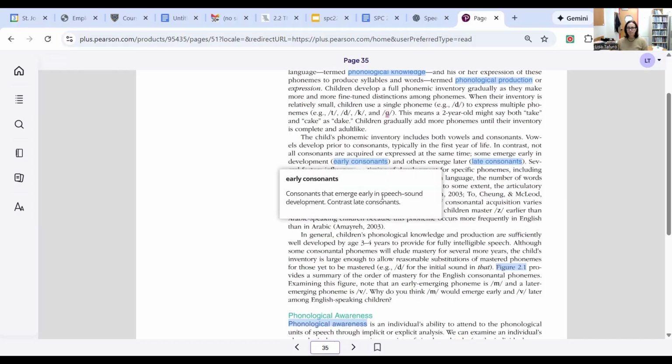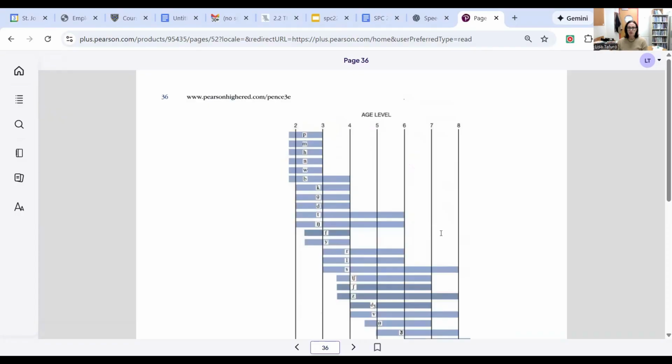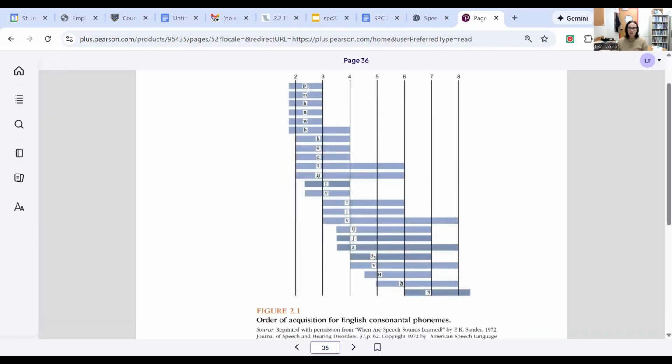Okay. And there really is sort of an expected developmental milestone, if you will, right? That there are certain consonants from a production standpoint, that is, consonants that emerge early on versus consonants that come in a little bit later. And I think if we take a look at figure 2.1, which is on the next page, we can see that this is 2 years, 3 years, 4 years, 5 years, 6 years, 7 years, and 8 years.